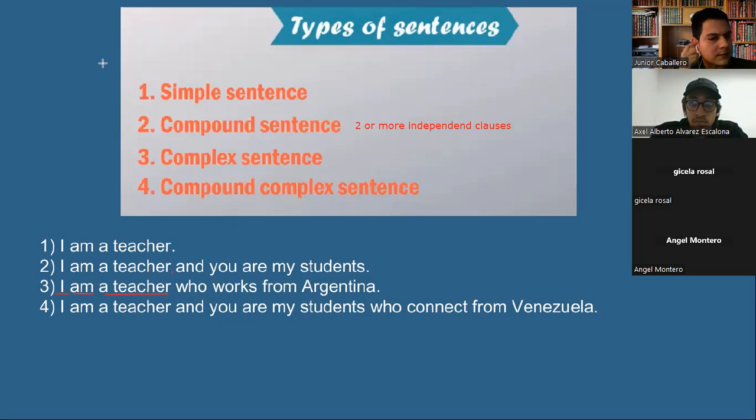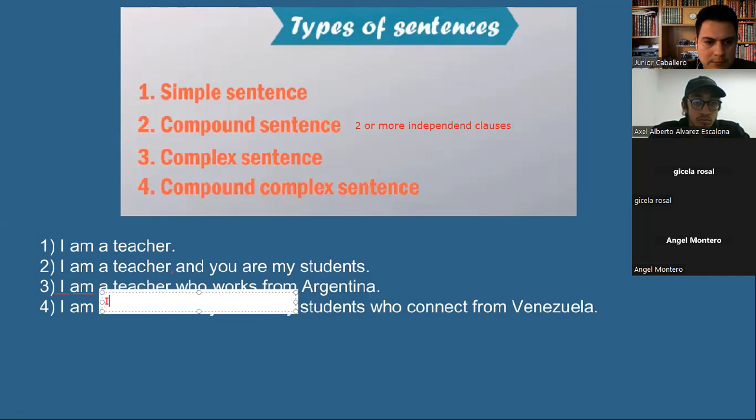So, who works from Argentina? ¿Quién trabaja desde Argentina? ¿Será que yo puedo dejar eso solo? No, that needs the subject. Because who works from Argentina? The teacher. So this depends on this. That is a dependent clause. So the first one is an independent clause.